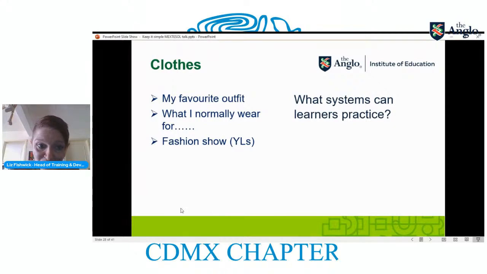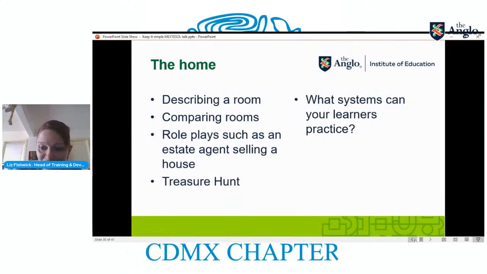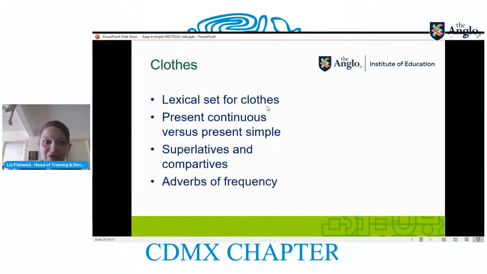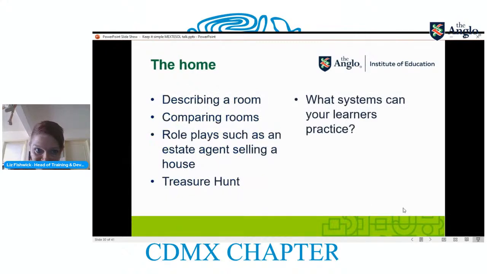Yeah. So I just had a few ideas here. This is by no means an exhaustive list. I thought about, again, lexical set for clothes, superlatives, comparatives, adverbs of frequency. The list is kind of endless.